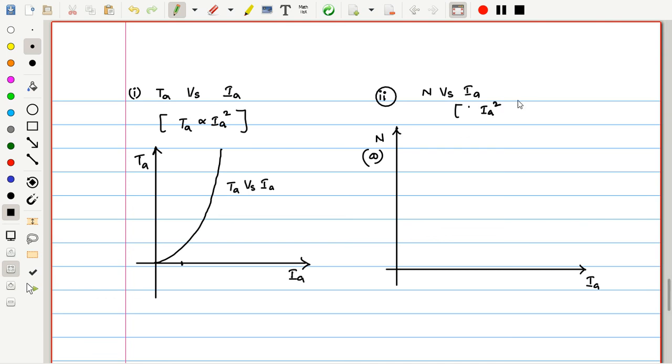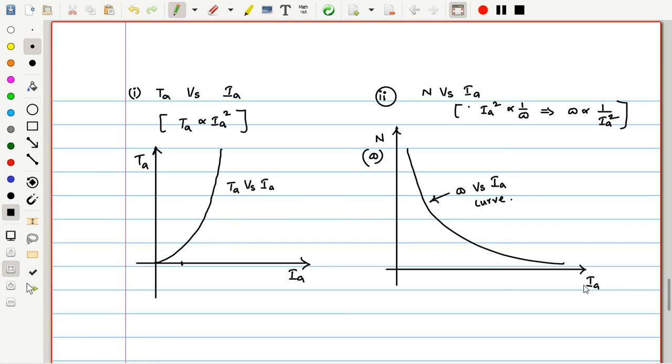Ia square is proportional to 1 by omega. That means omega is proportional to 1 by Ia square. As with the torque expression here, it is the same but reciprocal. So if there is any increase in current, a decrease in speed will take place. It is quite opposite in this way. So this is the omega, or the speed, versus Ia curve.